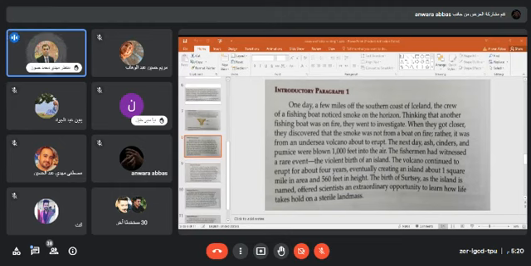The next day, ash, cinders, and pumice were blown 1,000 feet into the air. The fishermen had witnessed a rare event, the violent birth of an island. The volcano continued to erupt for about 4 years, eventually creating an island about 1 square mile in area and 560 feet in height. The birth of Surtsey, as the island is named, offered scientists an extraordinary opportunity to learn how life takes hold on sterile landmass.